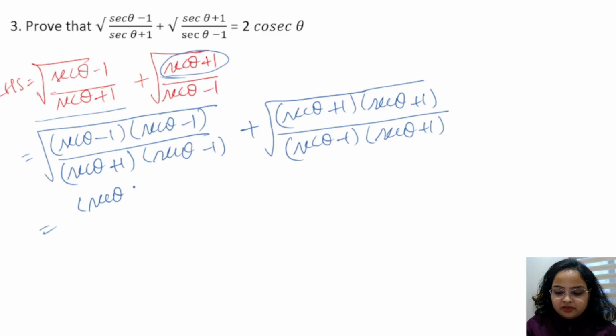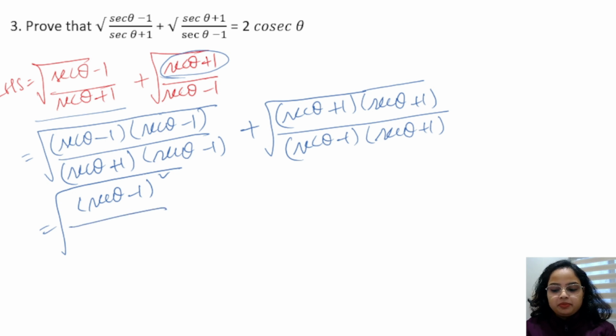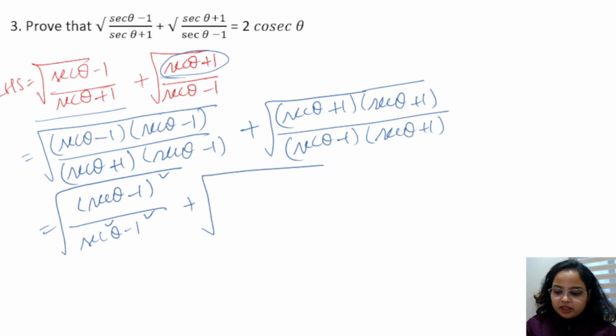So here we have secant theta minus 1 whole square, this is square root of. Okay. And here a plus b into a minus b, it is a square minus b square. It is secant square theta minus 1 square, plus square root of. It is a plus b into a plus b, it is a plus b whole square. It is secant theta plus 1 whole square divided by a minus b into a plus b. It is a square minus b square. It is secant square theta minus 1.